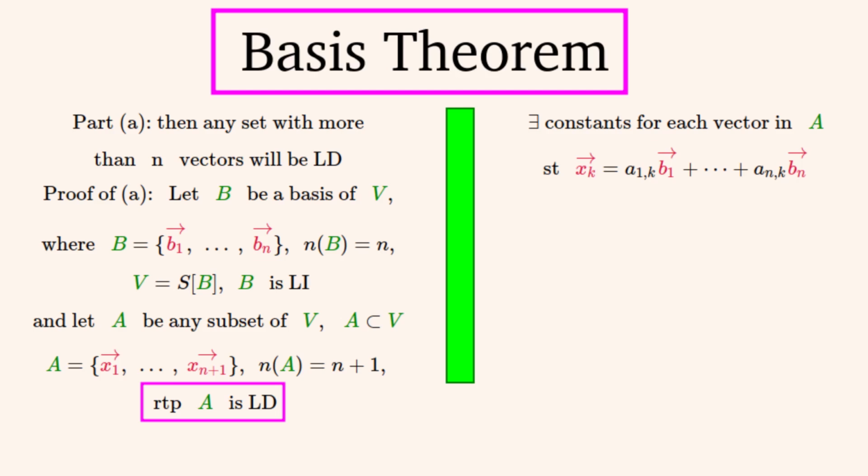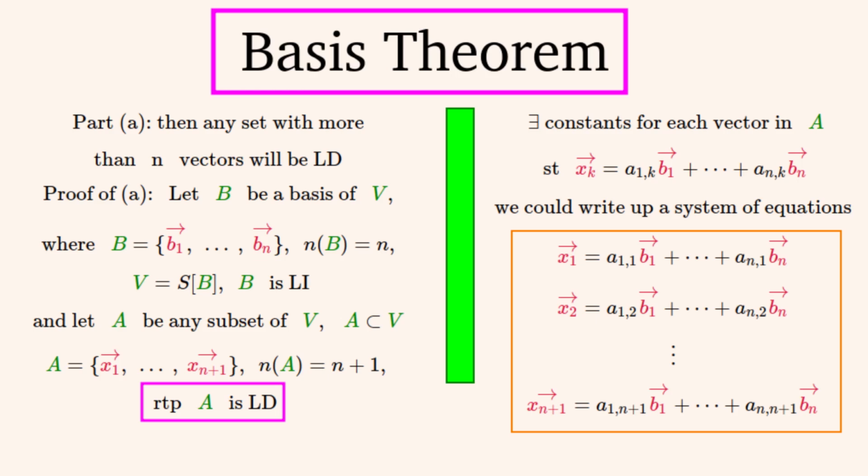And each vector in A can be written out as vectors in B like this, with these constants. They are written with 2 indices because we're going to make them part of a matrix. And so we can write out all of the vectors in A in terms of the vectors in B, like this, as a system of equations.